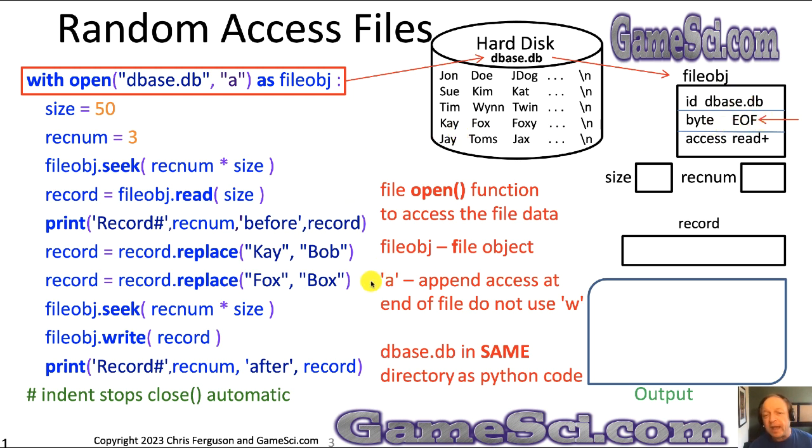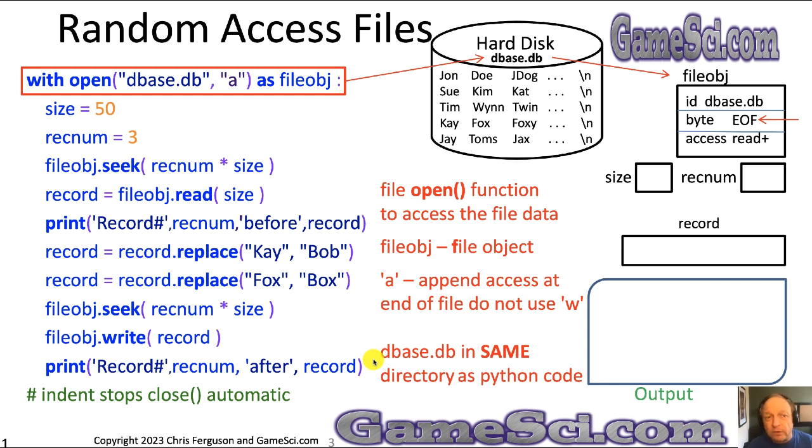The append access is important. We want to be at the end of the file right now, and for sure, don't use W mode. W mode wipes out the current data in the file. Since we are going to read and write from this file, we certainly want to keep the current data in the file.